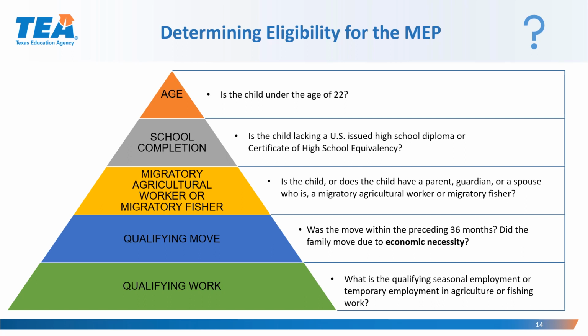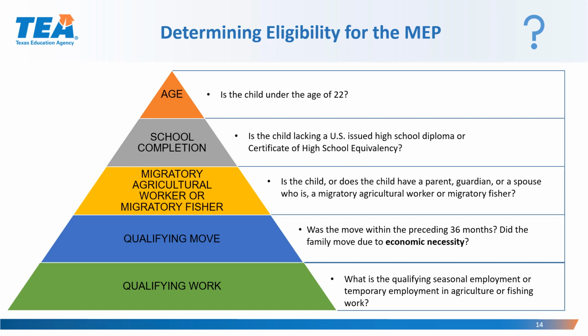When? Did the child move on his or her own as a migratory agricultural worker or migratory fisher, or move to accompany or to join a parent, spouse, or guardian who is a migratory agricultural worker or migratory fisher within the preceding 36 months? The child or children have 36 months of eligibility from the last qualifying move. The why. Did the family move due to economic necessity? This is a key question for the program.